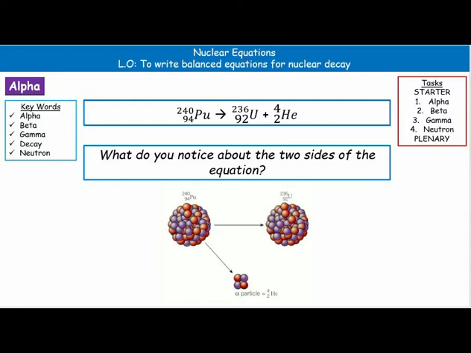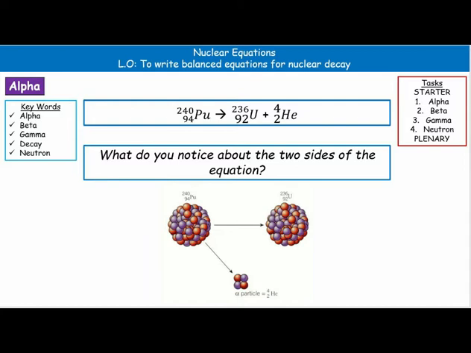So what I've given you at the top is one of these nuclear equations. On the left hand side we've got plutonium-240, and we're then going to be making uranium-236 and an alpha particle. And hopefully we remember an alpha particle is a helium nucleus, hence why we've got the He as the symbol there.